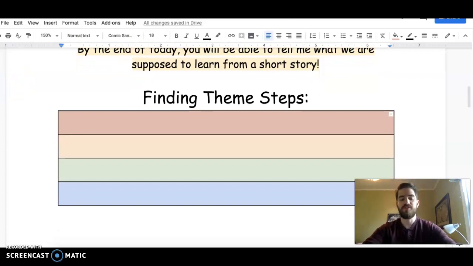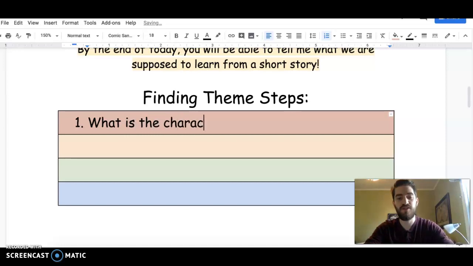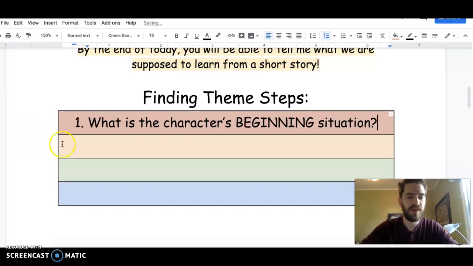So to find a theme, we have several steps. See if you can say what the first step is before I finish writing it. What is the character's beginning situation? What is happening at the beginning? What's normal for the character?